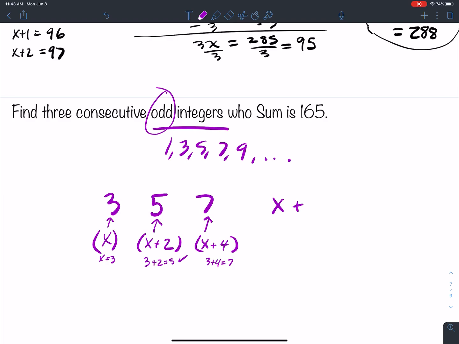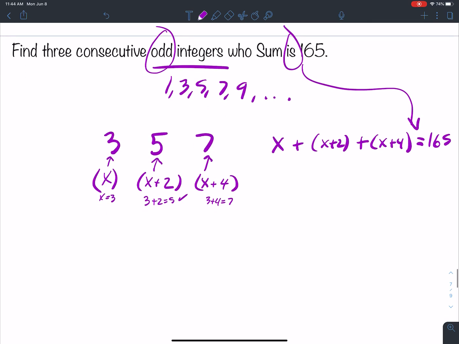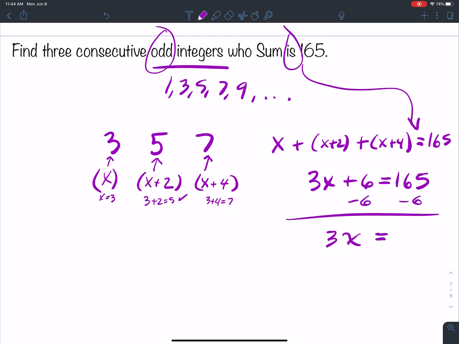So x plus x plus 2 plus x plus 4 equals, so I put the equal sign, and then 165. So this becomes 3x plus 6 equals 165. And if you solve for x here, subtract 6 from both sides, you get 3x equals 159. And then I divide by 3 on both sides, and I get x equals 53.